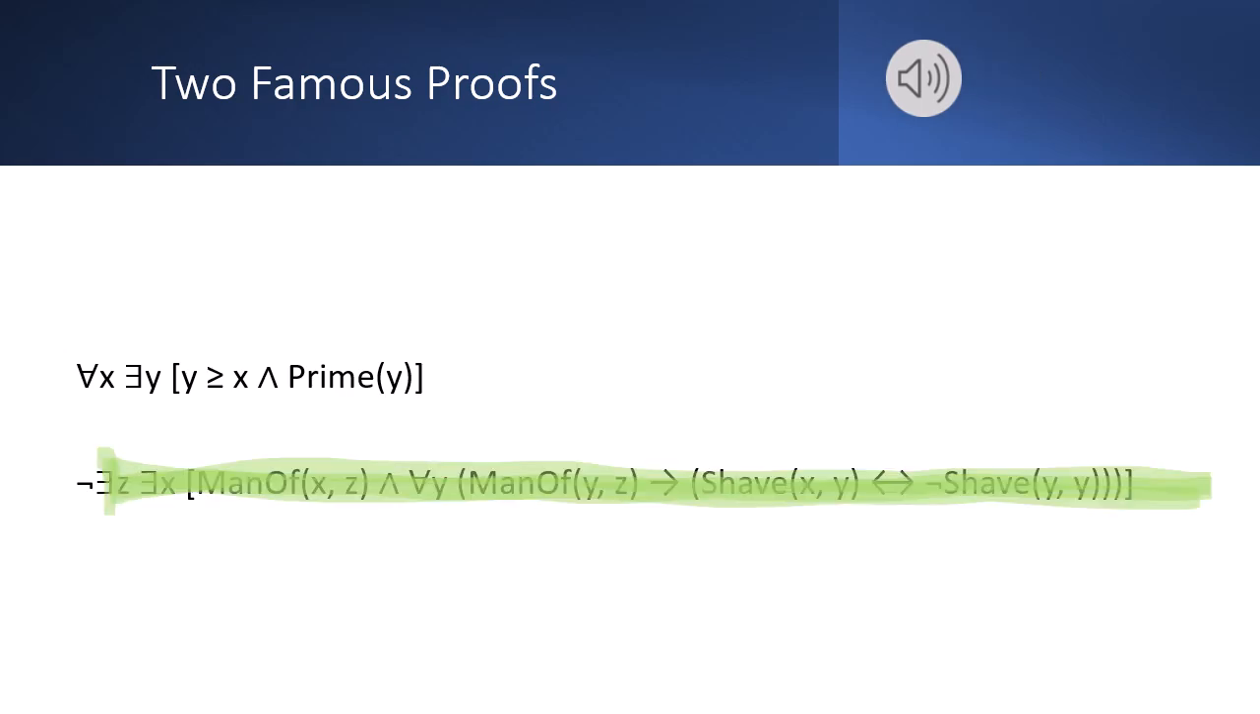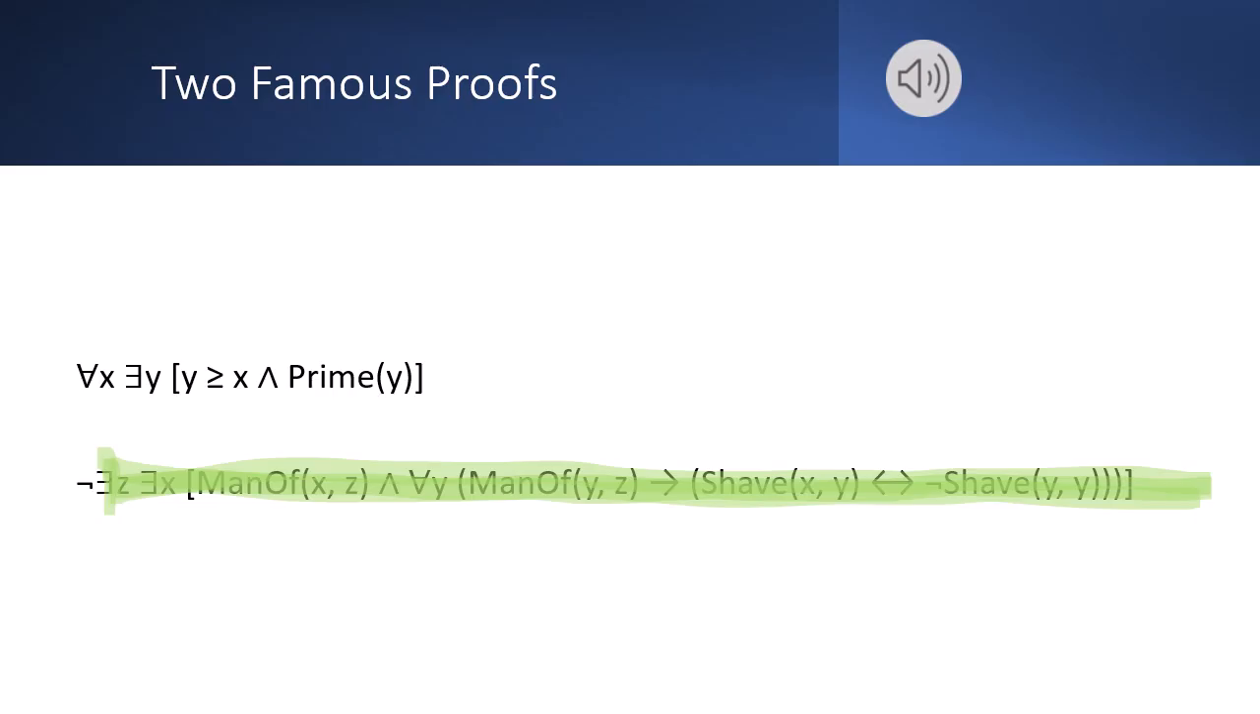Another interesting proof that uses these informal methods is the Barber paradox of Russell. Now, the Barber paradox of Russell asks us to consider a town which contains a barber with the following property. For every man that lives in that town, the barber shaves that man if and only if he doesn't shave himself.